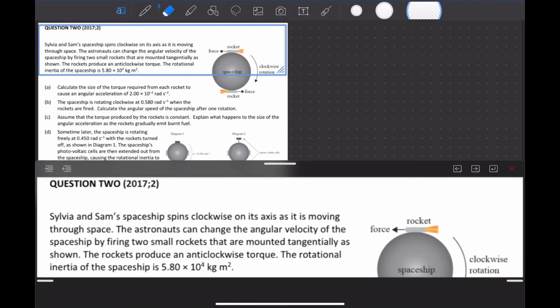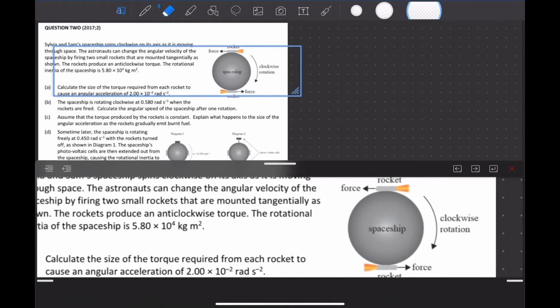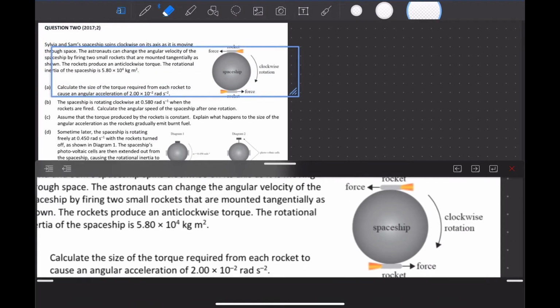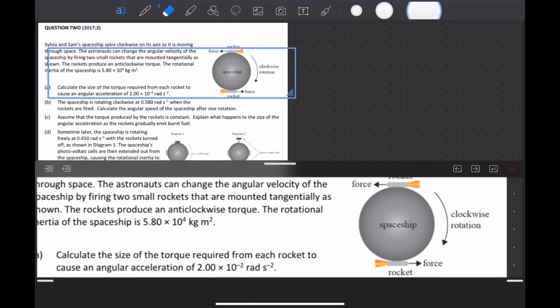The astronauts can change the angular velocity of the spaceship by firing two small rockets that are mounted tangentially as shown in our diagram. The rockets produce anti-clockwise torque. The rotational inertia of the spaceship is 5.8 times 10 to the 4 kilogram meters squared, and we can see that little diagram just here with two rockets which are producing a torque in the opposite direction, so anti-clockwise to its current clockwise rotation.